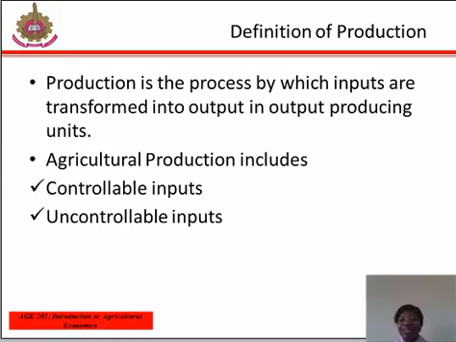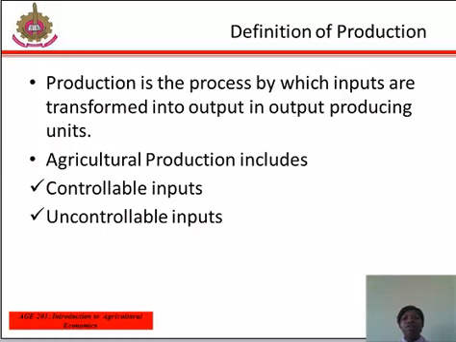Production is the process by which inputs are transformed into outputs in output processing units. The output processing units include farms and factories. Therefore, production means changing either the form of something or its situation in space or time, or the provision of a service of some kind.